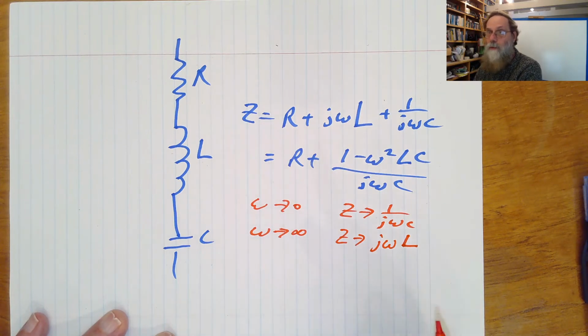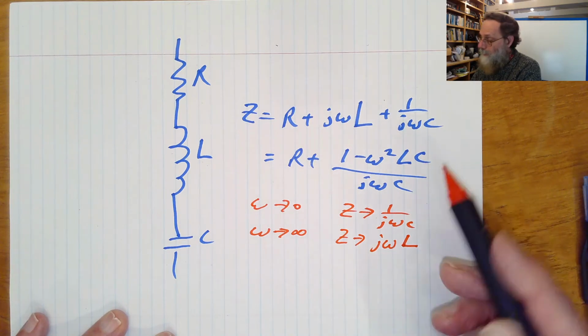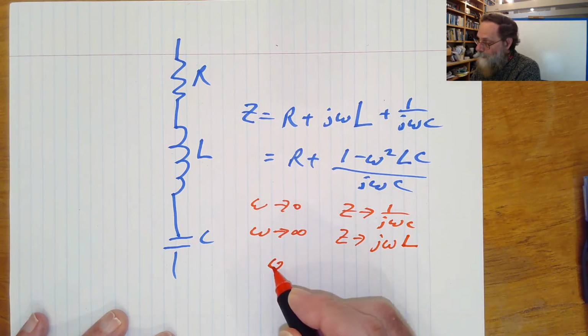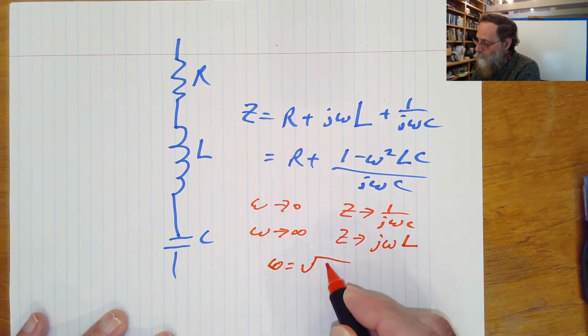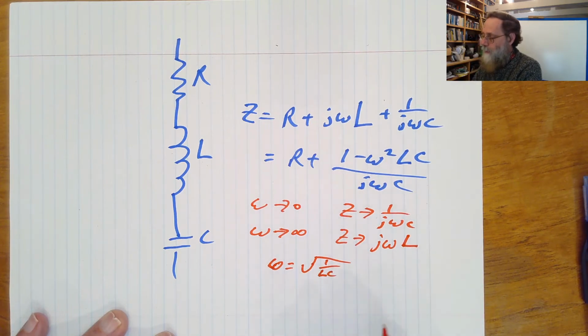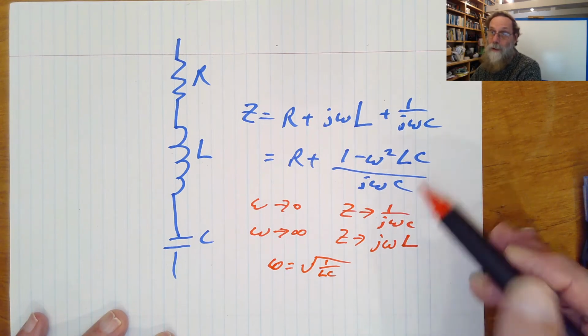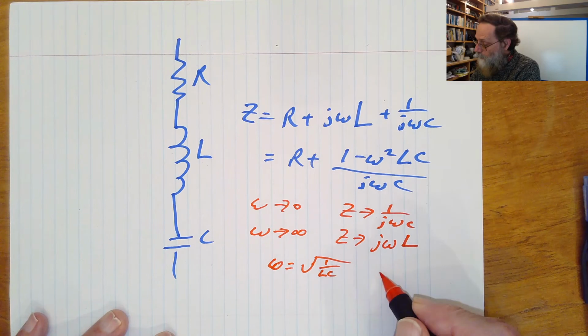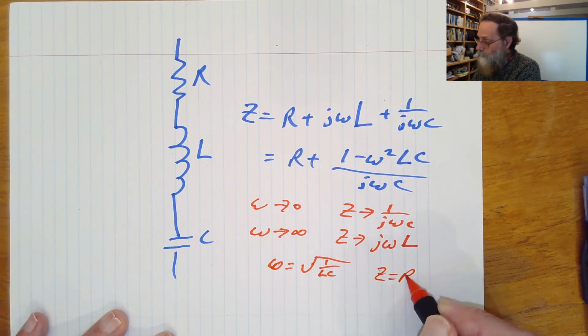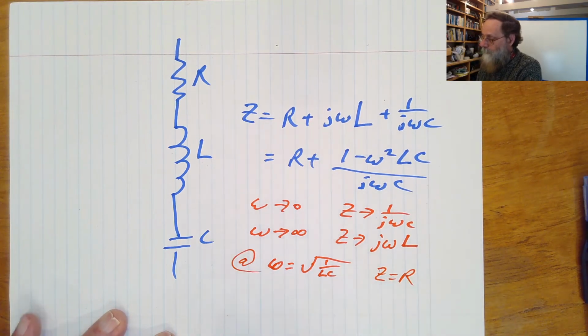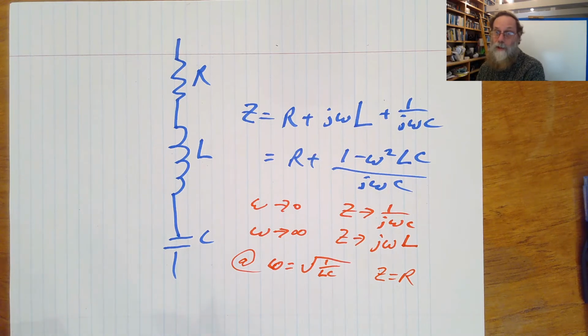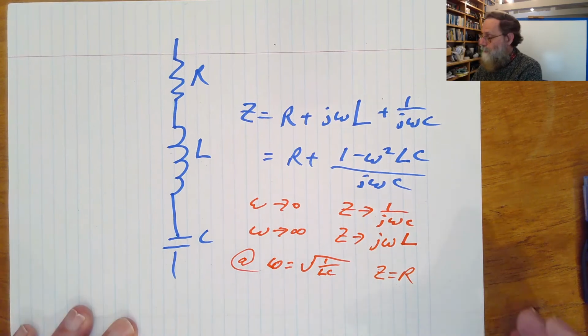And there's a place, of course, where it makes a transition between these two, and that is where omega is the square root of 1 over LC. So that 1 minus omega squared LC is 0. The imaginary part goes away, and there we have Z equals R. So we've got something that behaves like a capacitor at low frequencies, behaves like a resistor at the resonant frequency, and behaves like an inductor at high frequencies.